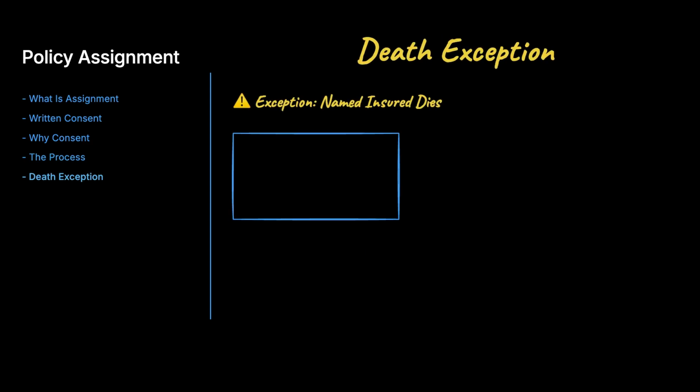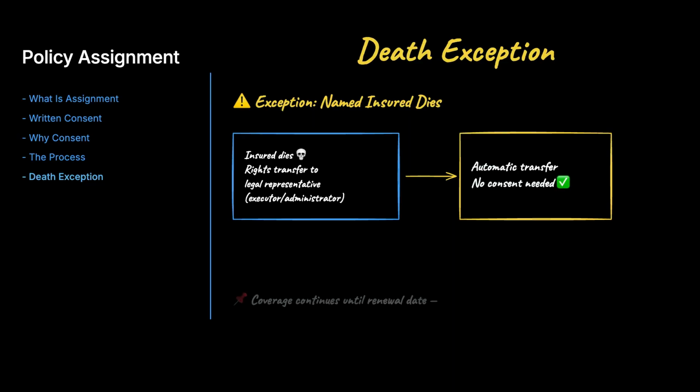But there's one crucial exception the exam loves. If the named insured dies, the rights and duties under the policy transfer automatically to the insured's legal representative, the executor or administrator of the estate, and no consent is required. That representative stays insured until the renewal date, so coverage doesn't vanish while an estate settles.